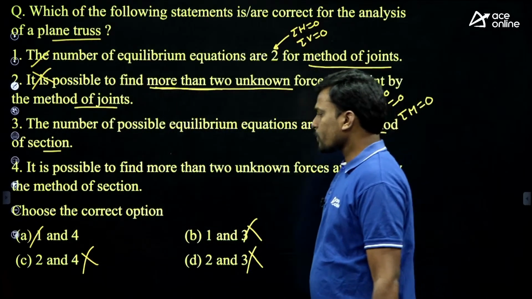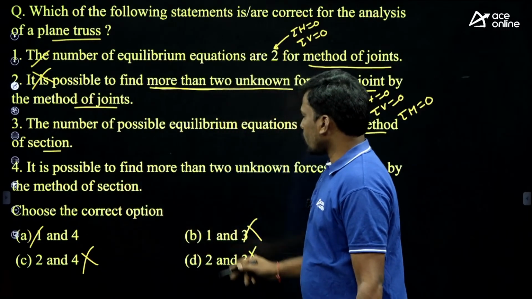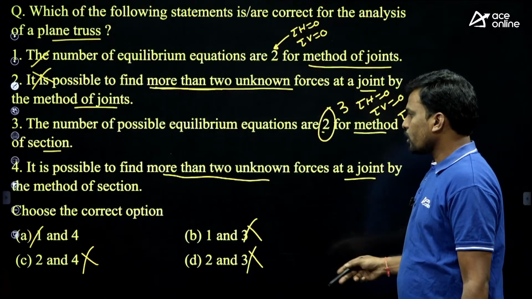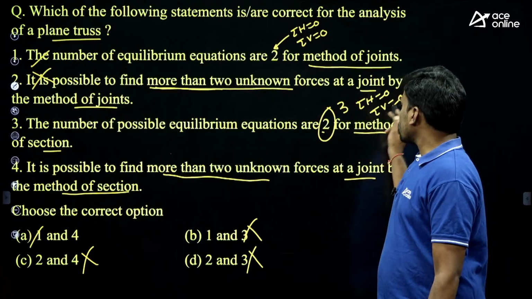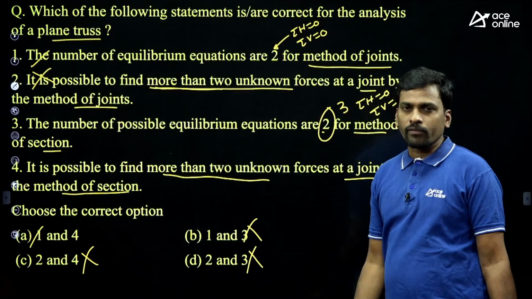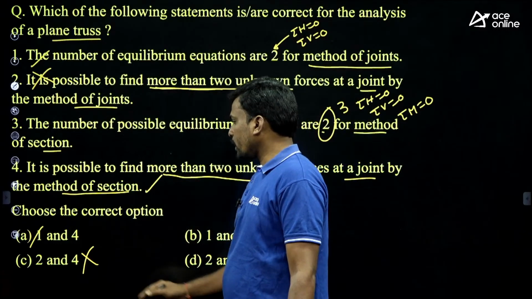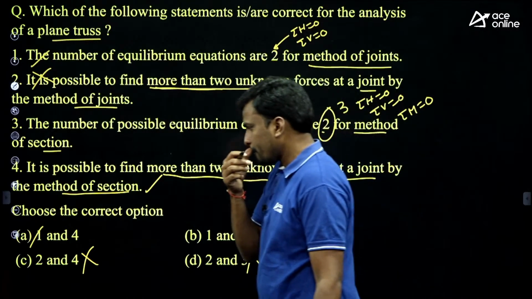You want to check option 4? You can check it. It is possible to find more than 2 unknown forces at a joint by method of section. Yes, in method of section, 3 equilibrium equations are there. We can find more than 2 unknowns. Okay, then 4 is correct. So only 1 and 4 are correct, then option A is correct. Yes, very good.